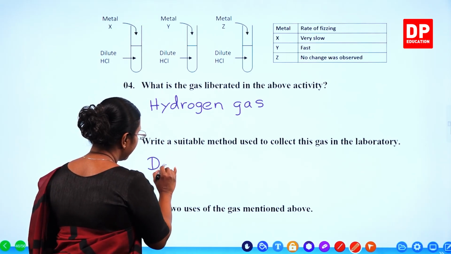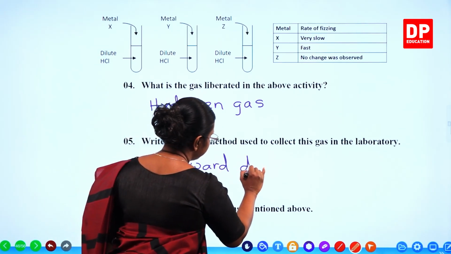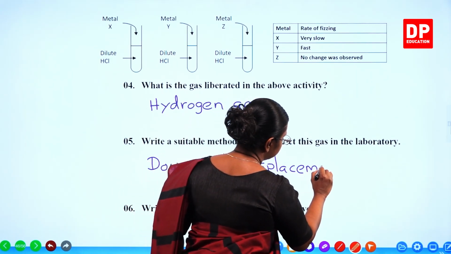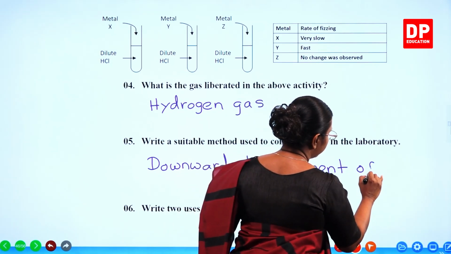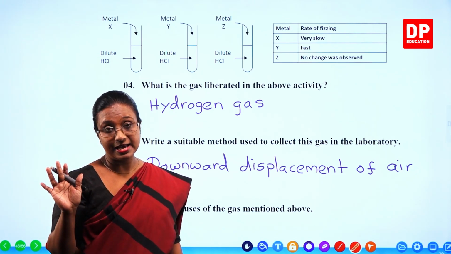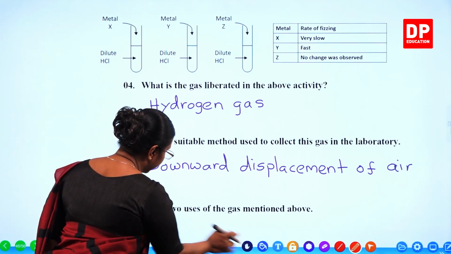I will write downward displacement of air. We have done the activity with the downward displacement of water, and I showed you all how we can do downward displacement of air as well. So you are familiar with that method. Then the next one.